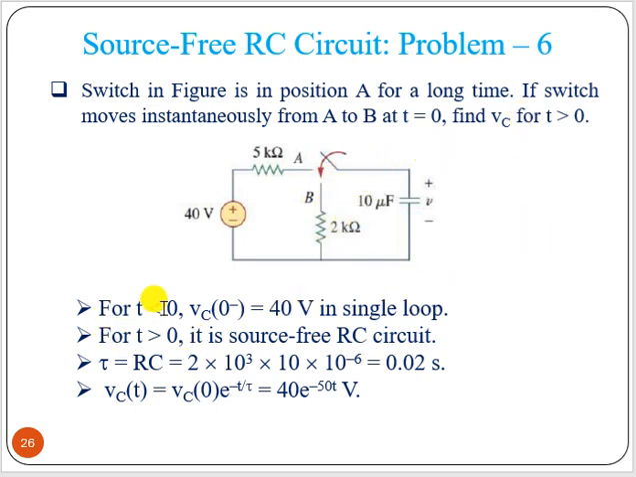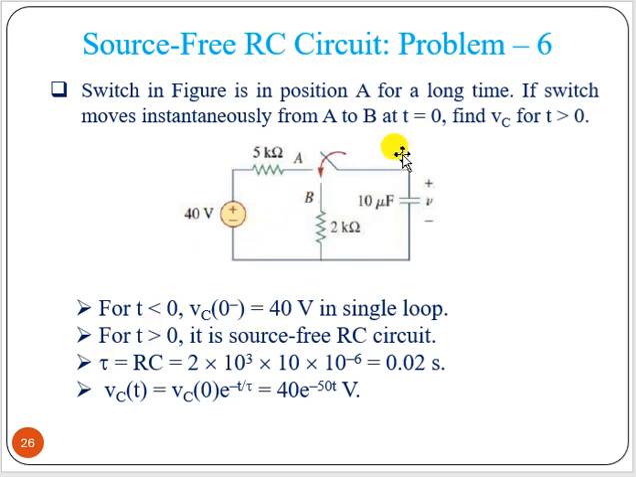Now for t less than 0, what happens? It is connected across this point, that means 40 volt, 5 kilo ohm and 10 microfarad. Now for a DC circuit, the capacitor is open circuited, so the voltage drop across it is nothing but 40 volt, because no drop will be there as there is no current flowing because of the open circuit. So Vc(0-) is 40 volt.